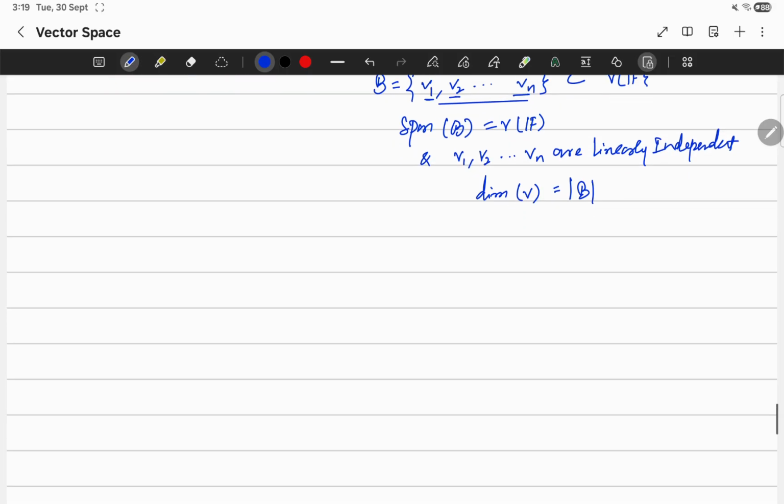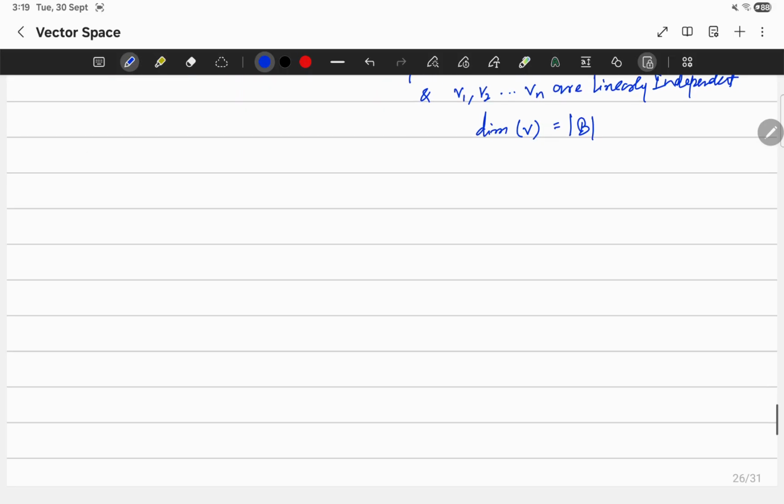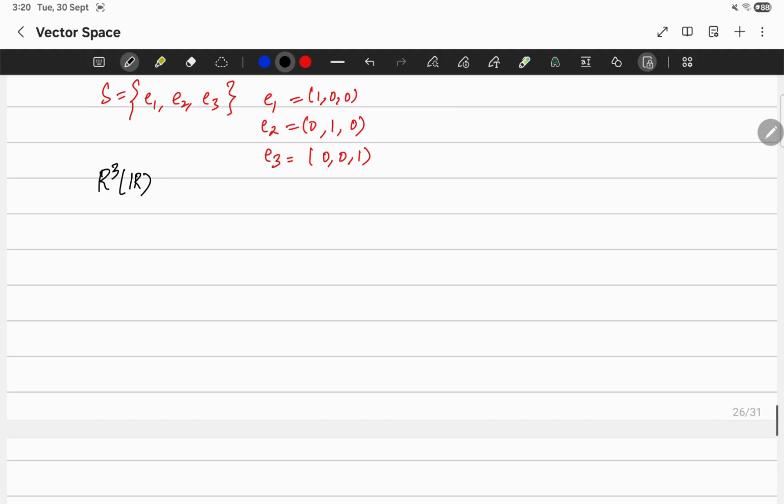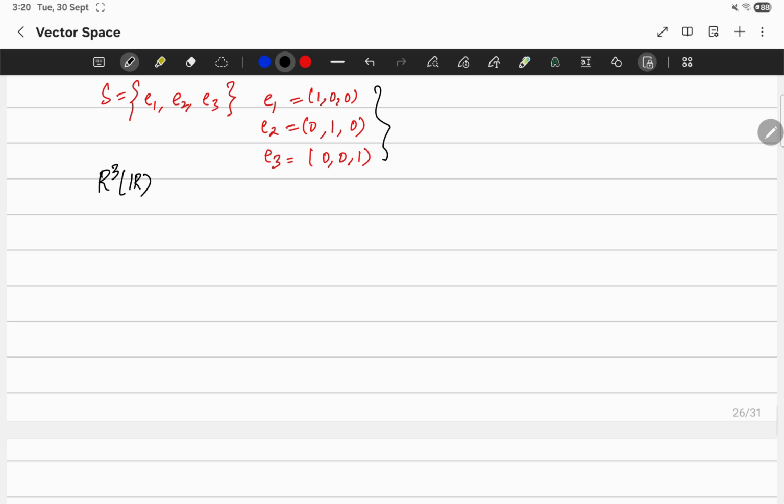For example, if we have the set S equal to e1, e2, e3, these are vectors. e1 is the vector 1, 0, 0. e2 is the vector 0, 1, 0. e3 is the vector 0, 0, 1. And we have to check that this S is a basis for R3 over R. What we will do is check whether these vectors are linearly independent or not, and whether they span it or not.